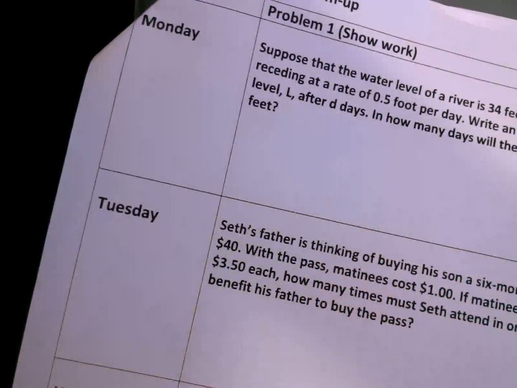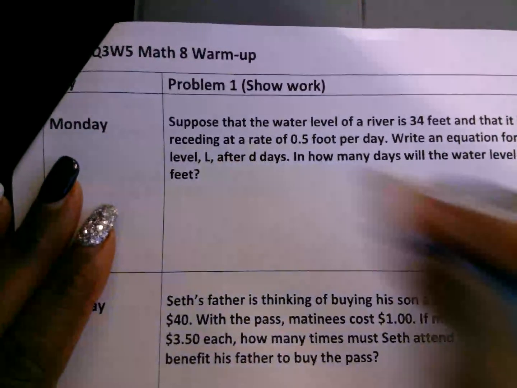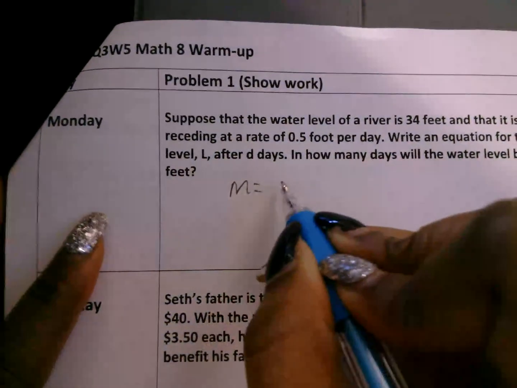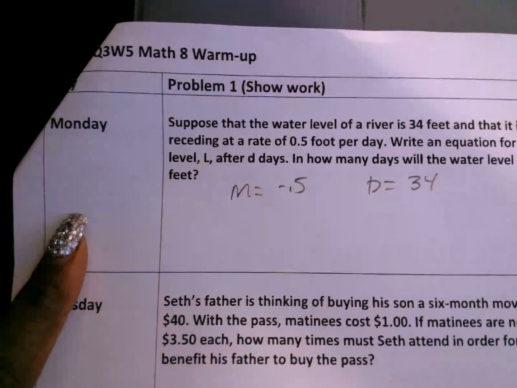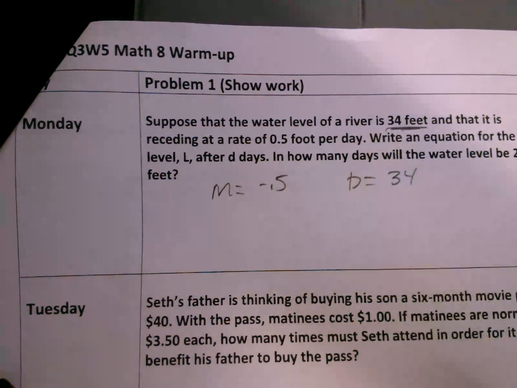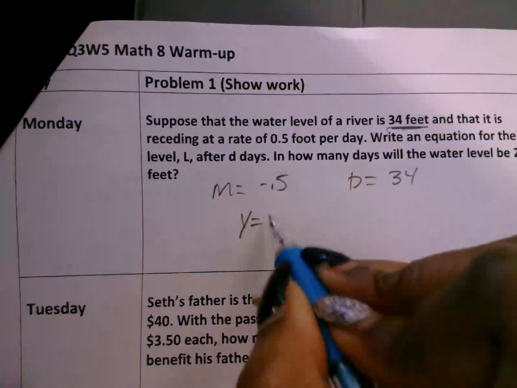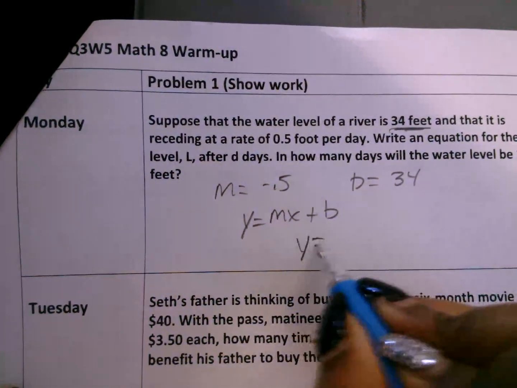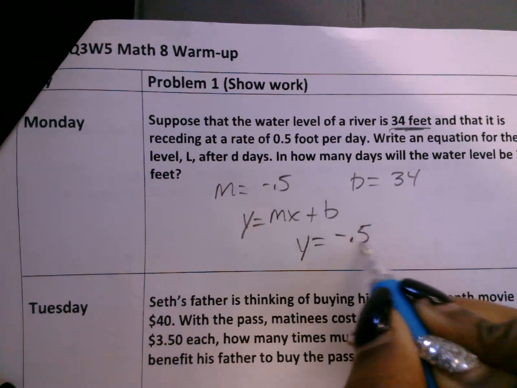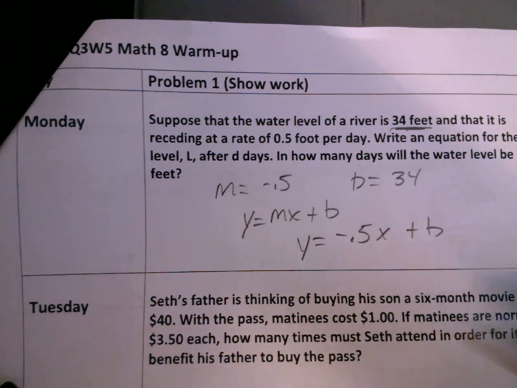Let's look at the warm-up. We've already done the warm-up, Monday's warm-up. The warm-up from yesterday, we labeled our M. We said it was negative 0.5. We labeled our B, which is the starting water level was 34 feet. And then our equation was written in slope intercept form, y equals mx plus b, which makes it y is equal to a negative 0.5 x plus b.